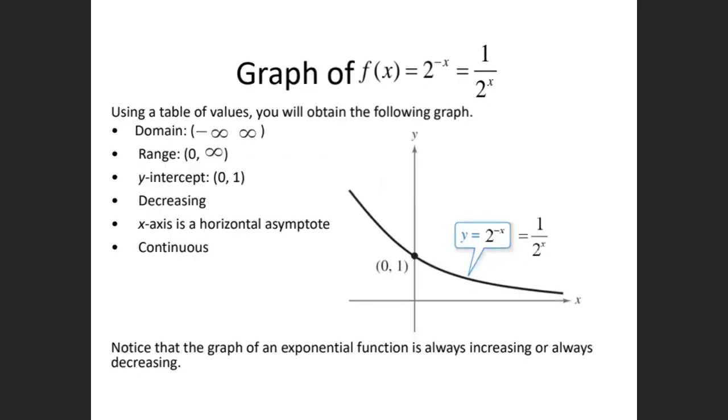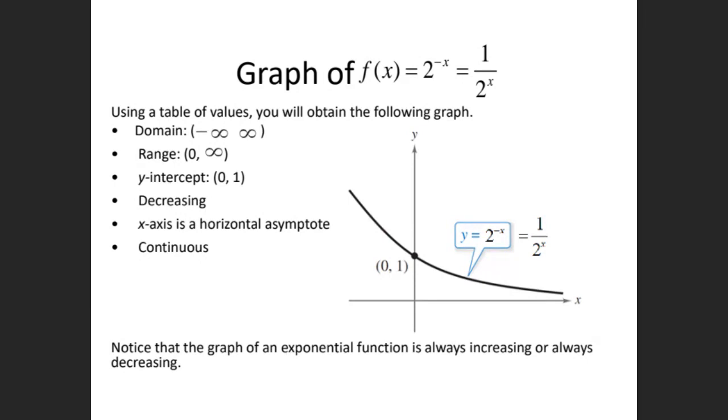So when we have negative values, as you saw on our table, we can rewrite 2 to the negative x as 1 over 2 to the x. These two forms of the function are the same thing. One is just in exponent form with a negative exponent, and the other has a positive exponent. We take the reciprocal of the function and we change the sign.